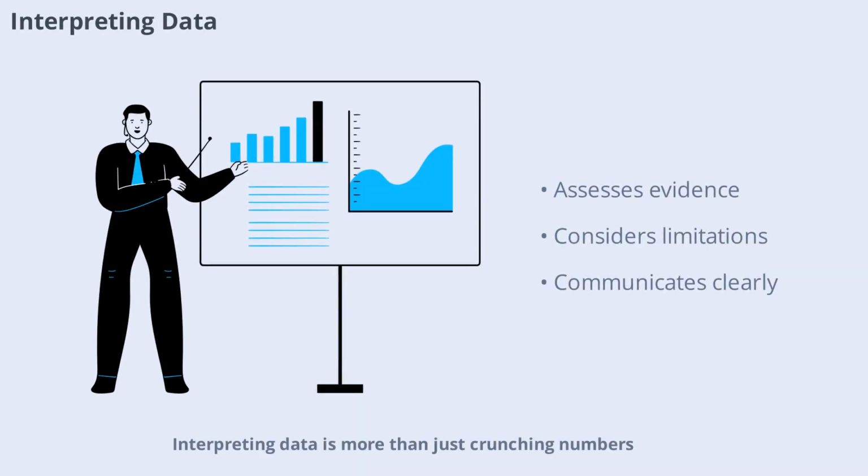Interpreting data is more than just crunching numbers. Researchers must consider the context, limitations, and possible sources of error. Statistics provide the tools to assess the strength of evidence and to communicate findings clearly. This step is essential for turning data into actionable knowledge.